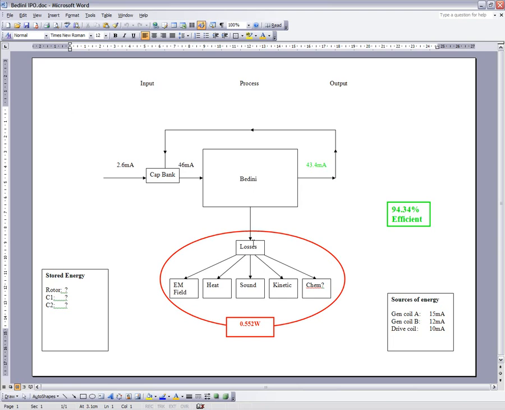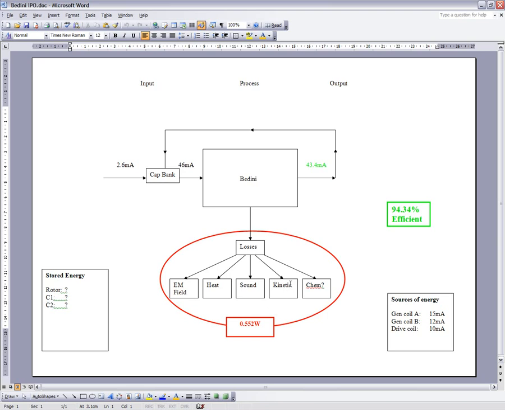Out of my Bedini we have a load of losses, and I've grouped them all together. I've put the electromagnetic field of the drive coil in, as well as heat created. We have sound, which DREVTOOBE has actually pointed out to me eventually turns back into heat anyway, but for simple terms I've just put the primary losses rather than the resultant losses.